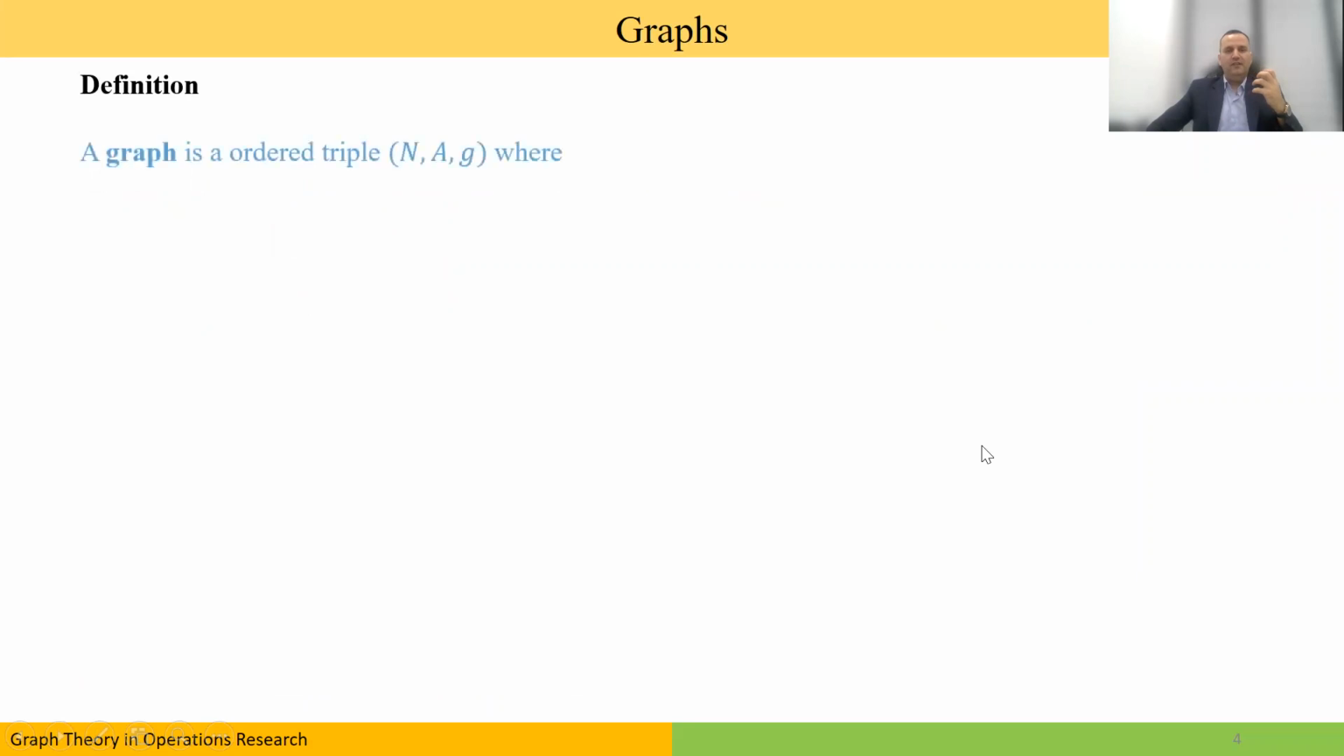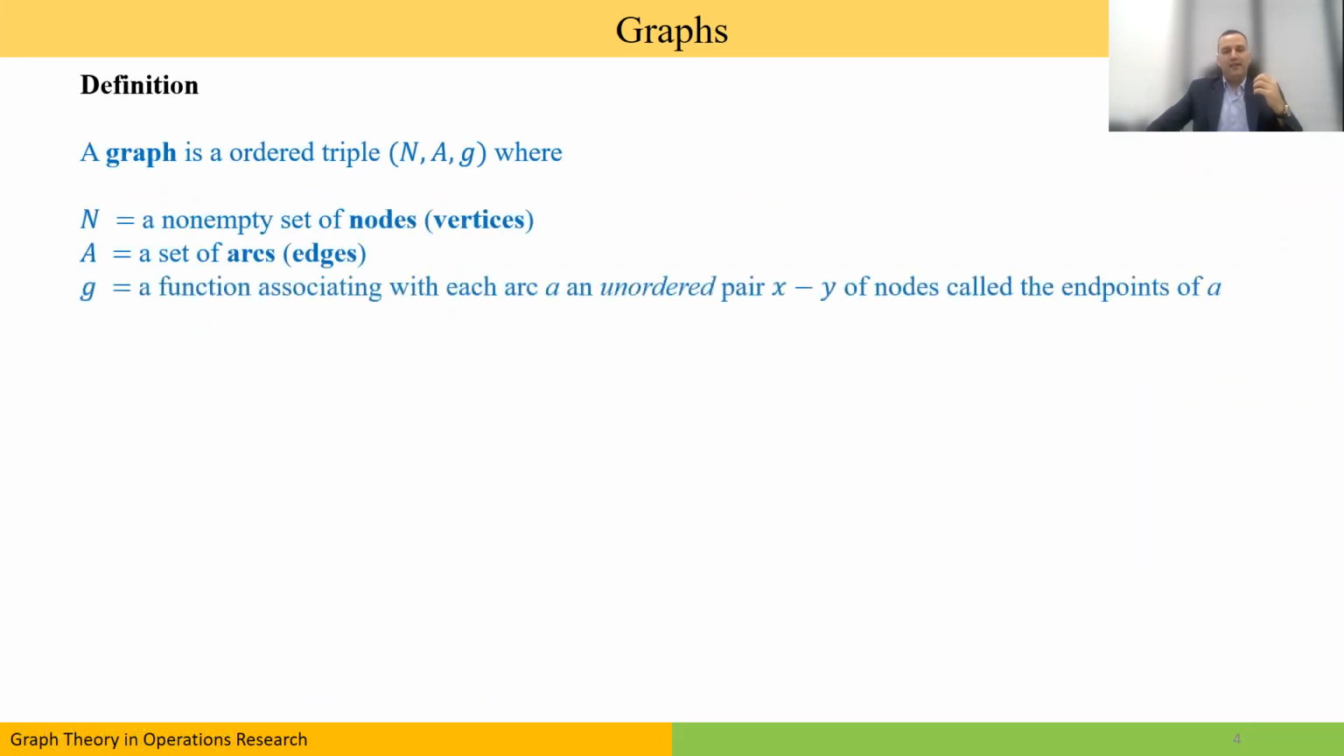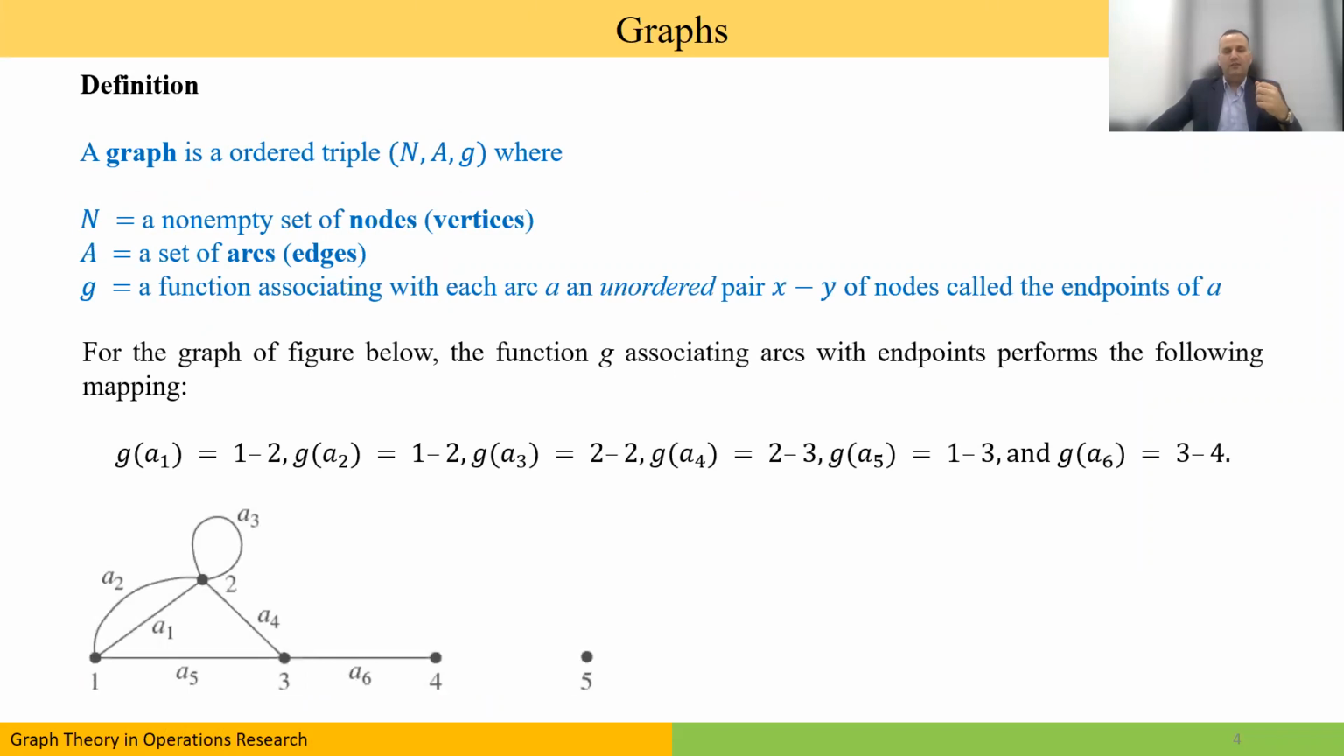So the graph is ordered triple N, A, G, where N is a non-empty set of nodes, vertices, A is a set of arcs or edges, and G is a function associating with each arc A an ordered pair X, Y of nodes called the endpoints of A. For example, in this graph that you can see, we have 5 vertices and 6 arcs. So according to the G function here, for example, G(A1) is 1 and 2, which means that arc A1 connects 2 vertices, 1 and 2.